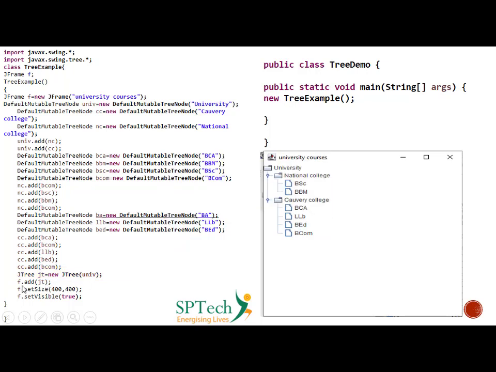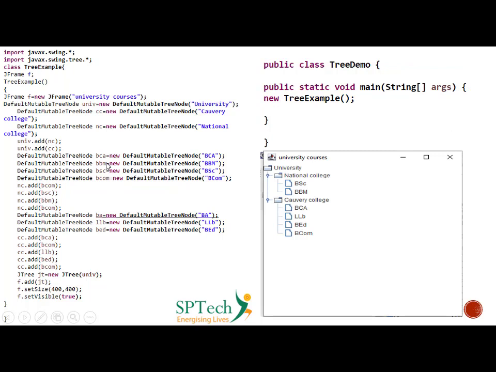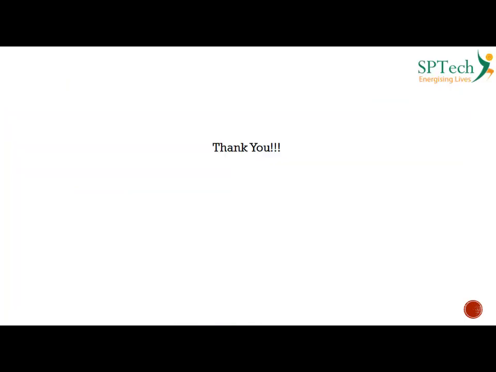Then using the frame object, you are adding this component JT to the frame. You are setting the size of the frame and setting the visibility of the frame to true. In the main function, you are creating an instance of the TreeExample class. When an instance is created and the constructor is called, whatever is within that constructor will be executed and you get the output. So this is how you create a JTree object in Swing.